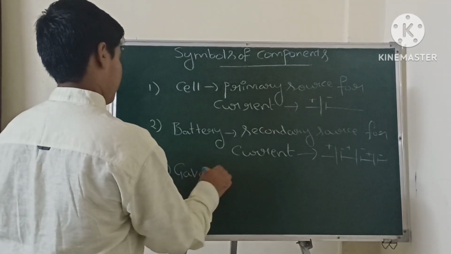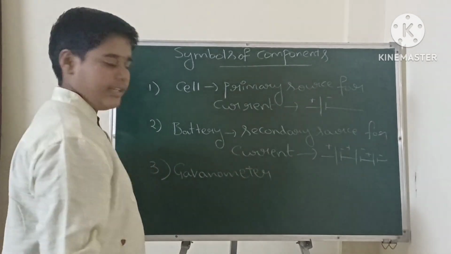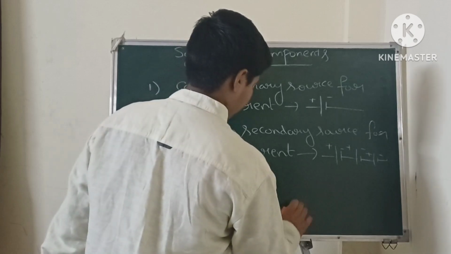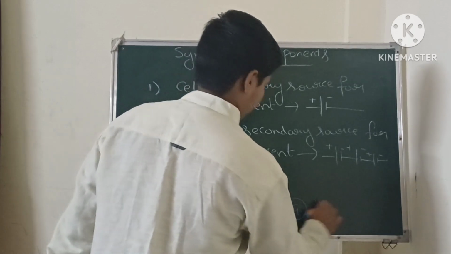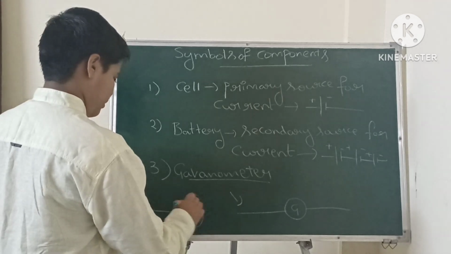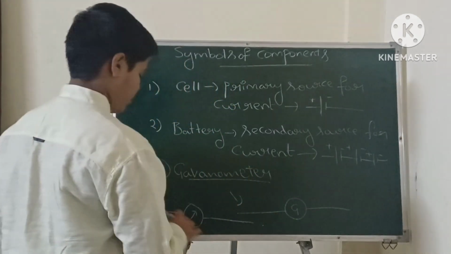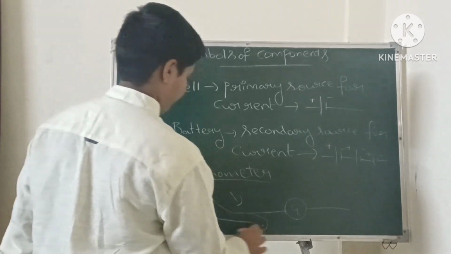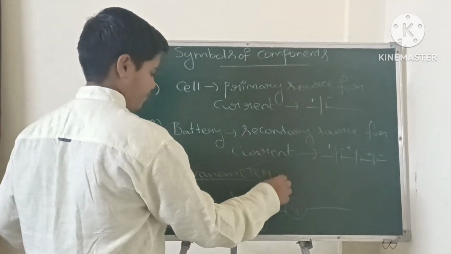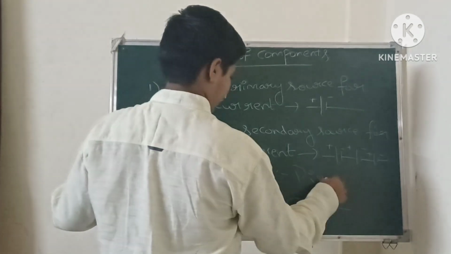And the third one, galvanometer. This galvanometer is represented like this. Galvanometer says in which direction current will pass.